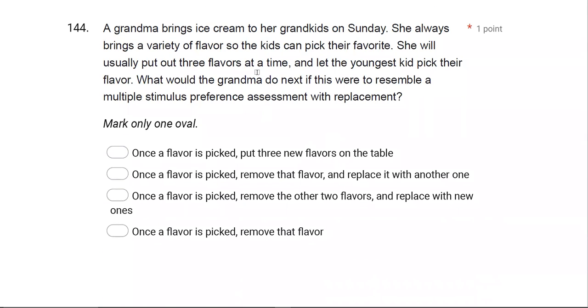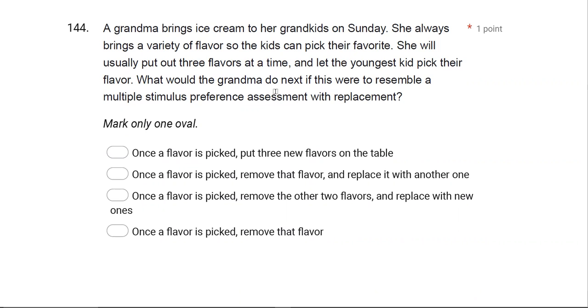144. Grandma brings ice cream to her grandkids on Sunday. She always brings a variety of flavors so the kids can pick their favorite. She will usually put out 3 flavors at a time and let the youngest kid pick their flavor. What would the grandma do next if this were to resemble a multiple stimulus preference assessment with replacement?